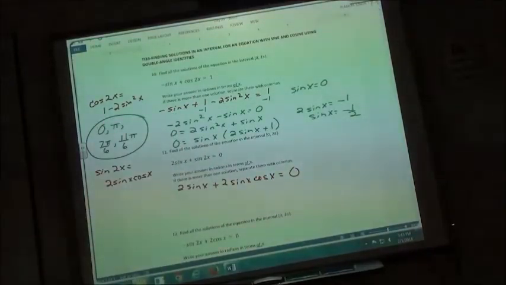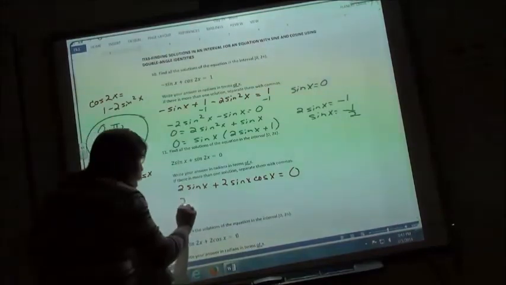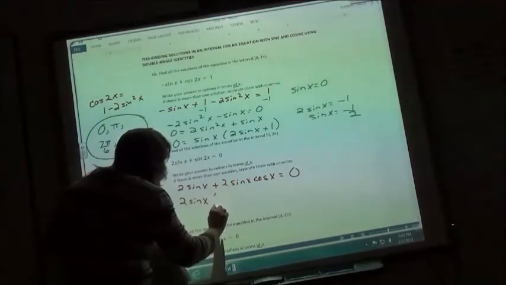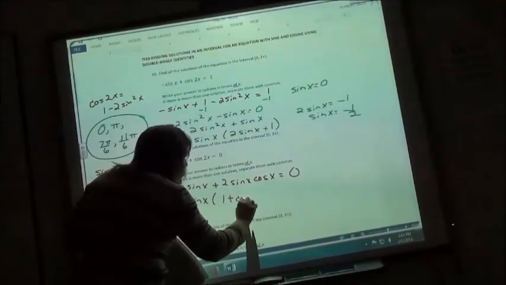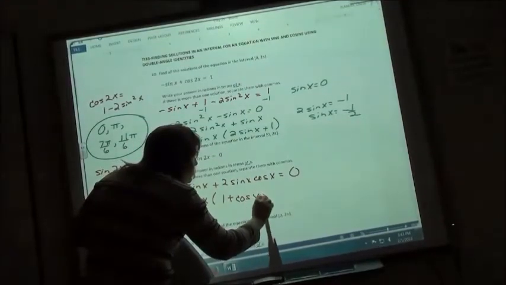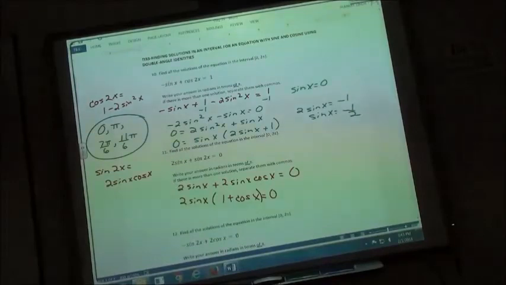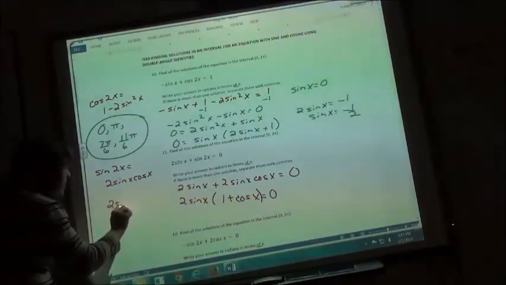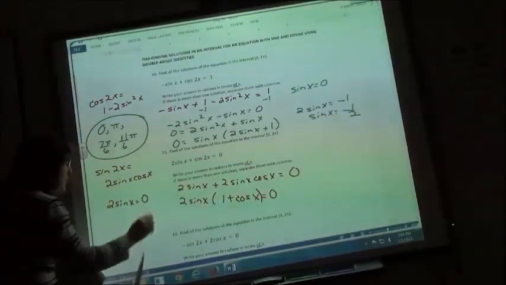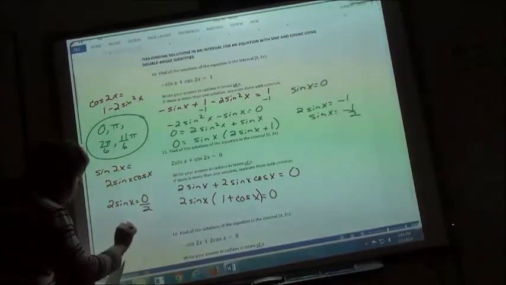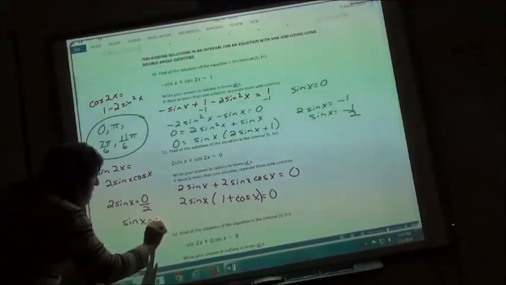And you can see on this one, we're going to be able to factor out the 2 sine of x. So 2 sine of x times 1 plus the cosine of x equals 0. And we have that all factored out. So if 2 sine of x equals 0 and I divide by 2, that just gives us the sine of x equals 0.